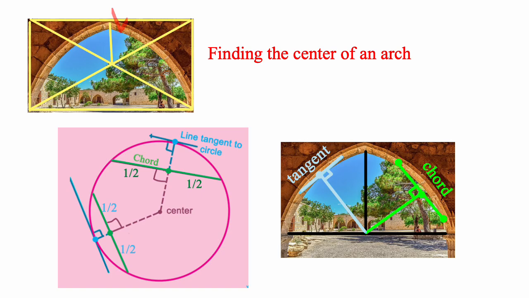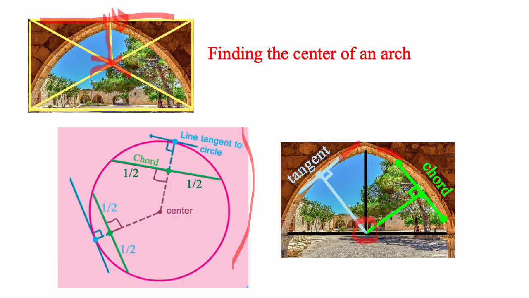To find the top of an arc, what you can do is put it in a rectangle, draw the diagonals, and at the intersection of the diagonals, draw a vertical line up, and that will be the top of the arch. Now, to find the center of the base, you can use the same technique as with the circle, as long as these arches are made of circles.